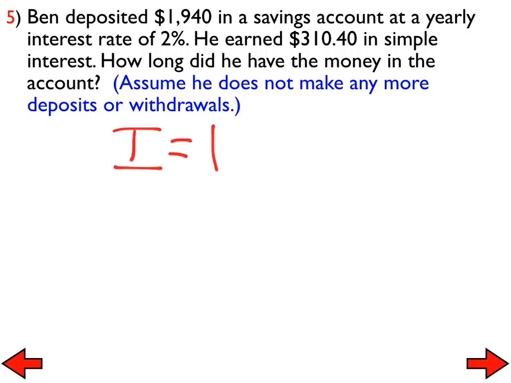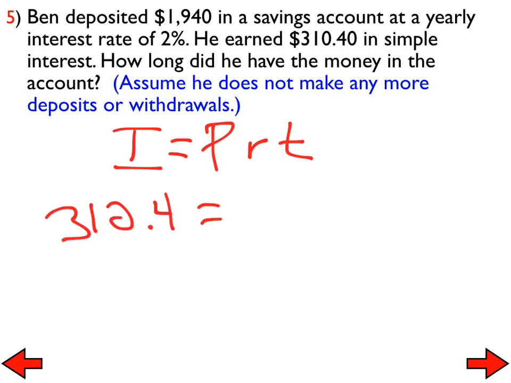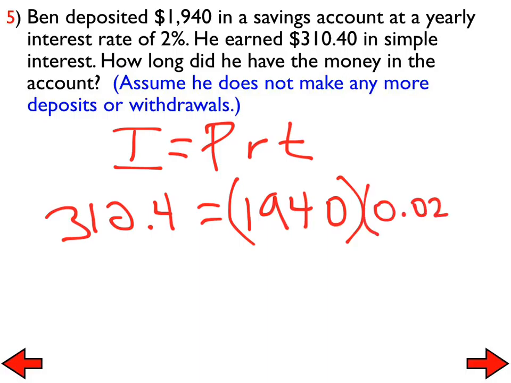So let's start with our formula. I equals P times R times T. Do they tell me the interest? How much money did he earn? $310.40. Do they tell me the principal, which is how much money he put in the first place? What's that? 1940. Do they tell me the rate? What number is that? 2%. Very good. 0.02. Remember not to use just the percent number. Make it a decimal. And do they tell me the years? No. That's what I'm looking for.